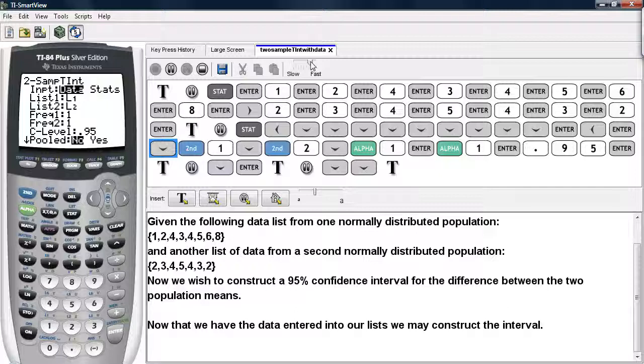Our first list is in L1. This is the list that came from population 1. Our second list is in L2. This is the information or the sample that came from the second population.